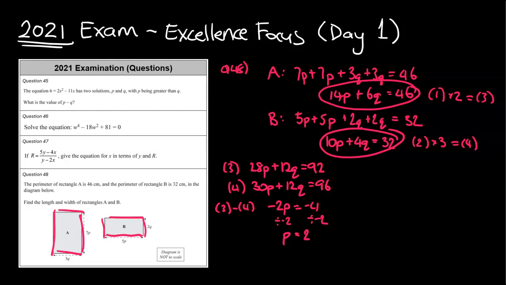We now need to figure out what is q. And I'm going to go up to the top, one of these equations. I'm going to look at the easiest one, and I'm probably going to deal with the bottom one over here. So if p is equal to 2, that's going to be 10 times the 2 plus 4q equals 32. So that means it'll be 20 plus 4q equals 32, minusing 20 from both sides. So 4q is equal to 12, which means q is equal to 3.